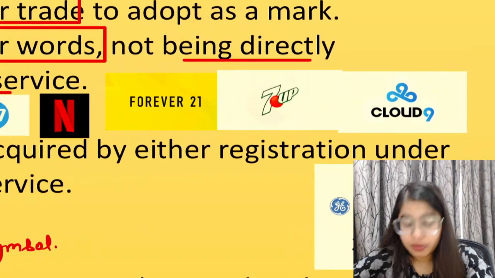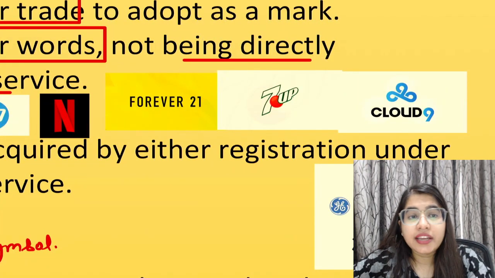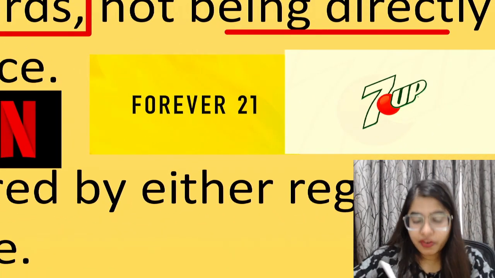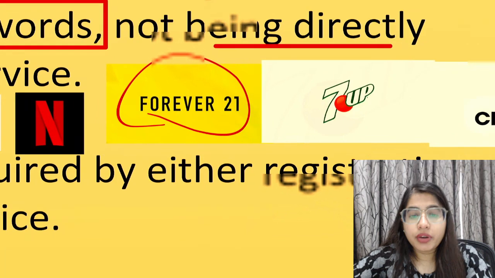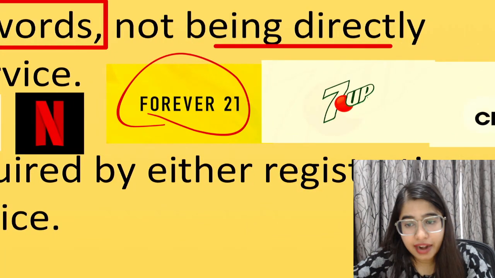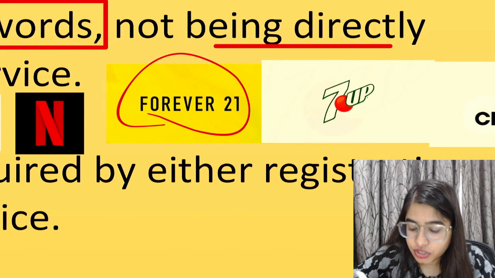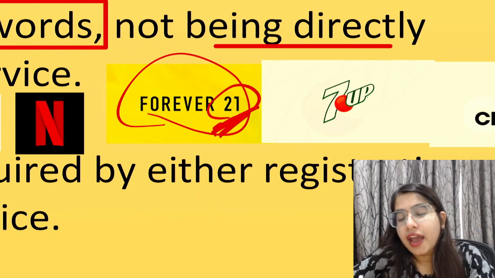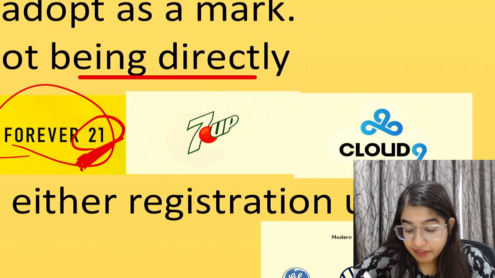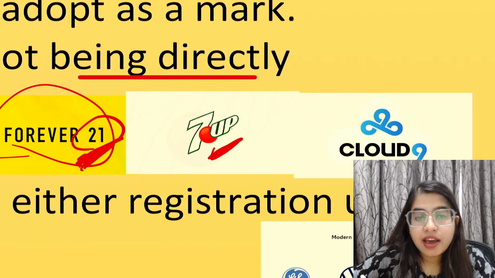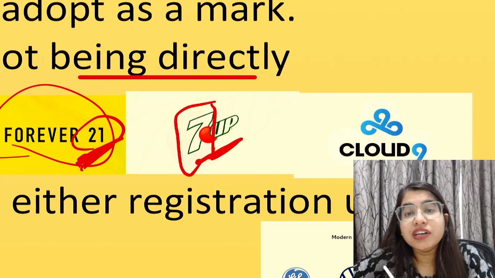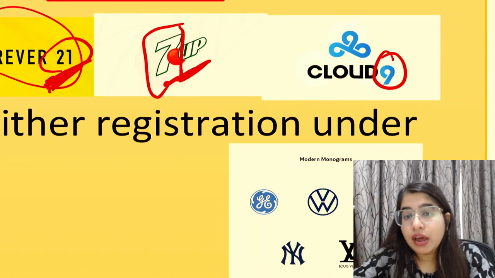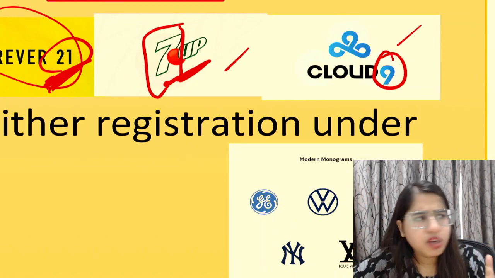Yes, in numbers, you can get numerals also as a trademark. Numerals means number. Example, girls must be knowing this fashion brand Forever 21. This Forever 21 is registered as a trademark. Can I use this word 21 and make another clothing brand? No. 7 Up, this 7 Up is using the number 7. Cloud 9, cloud storage, they provide Cloud 9. Box 8, G20.